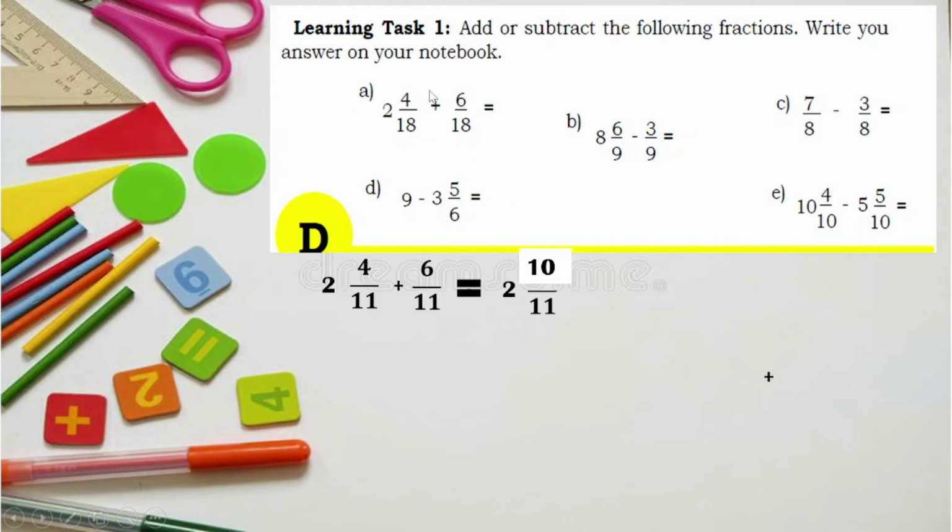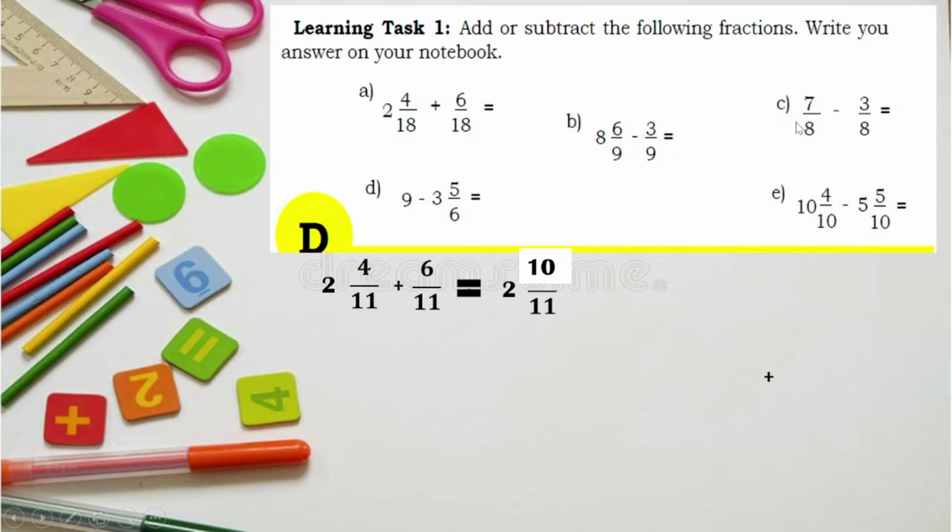So, yung letter A, i-add lang, kopyahin yung 2, since wala naman itong whole number. Copy yung 2, i-add yung 4 and 6, then copy yung 18. Then, kung meron pang lowest term, i-lowest term. Next, sa letter B, ganun rin. Hindi na magre-regroup because they have the same denominator. Kopyahin yung whole number, isubtract yung numerator, copy the denominator. Then, kung may pwede pang i-lowest term, i-lowest term.